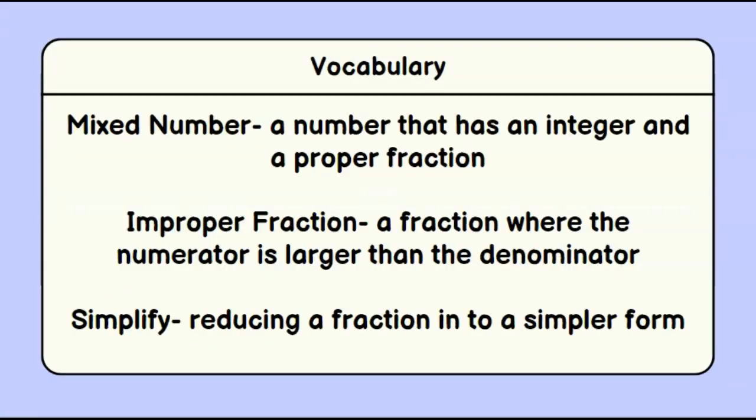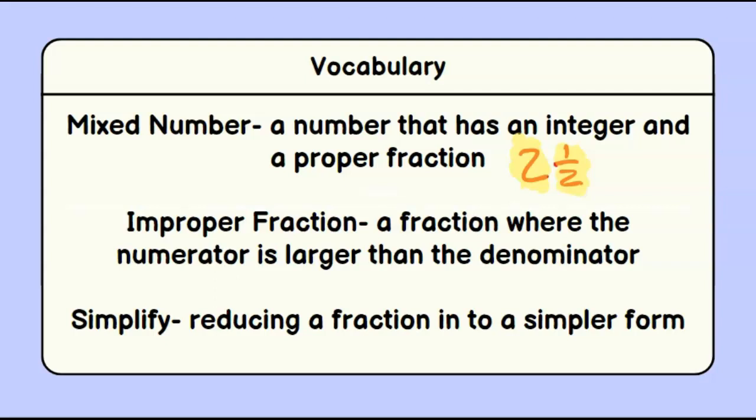Vocabulary that you will need to know for this topic is first a mixed number. What is a mixed number? Well, it's a number that has an integer and a proper fraction. So an integer is going to be a whole. For example, if I have 2 wholes and 1 half, the big number is my integer and the 1 half is my proper fraction. A mixed number has both a whole and a portion of a whole.